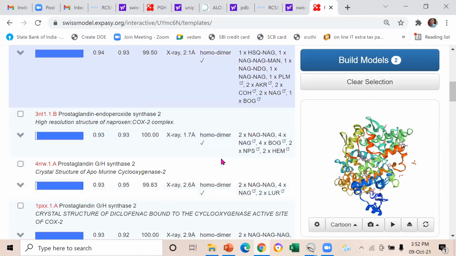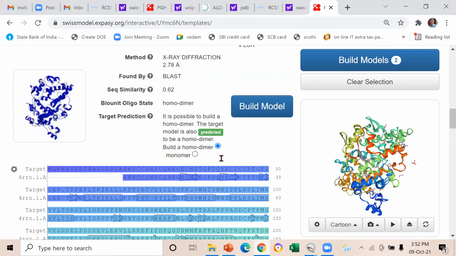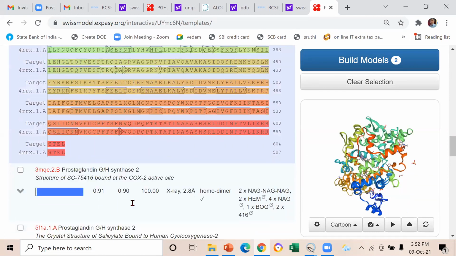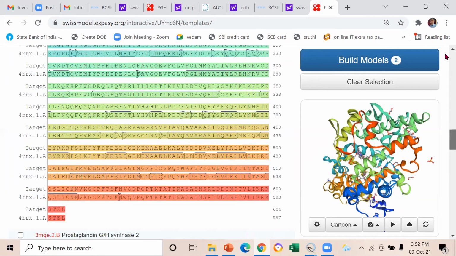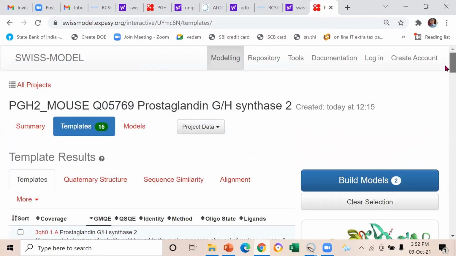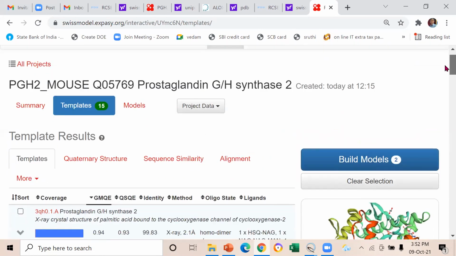So what have I selected? I have selected a human cyclooxygenase 2 with the Vioxx bound to it. Okay, it has identified 15 templates. Different researchers worked on different ligands bound to the cyclooxygenase, human cyclooxygenase, mammal cyclooxygenase. So many are there. Depending upon what you want, you can download that actually. Now, I'll click on build model.